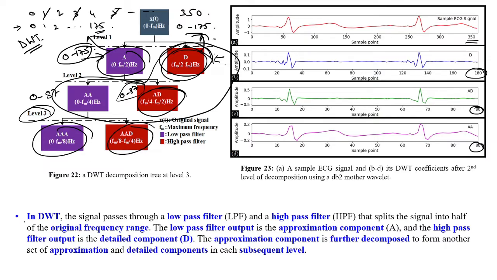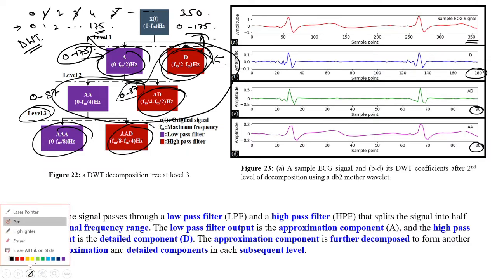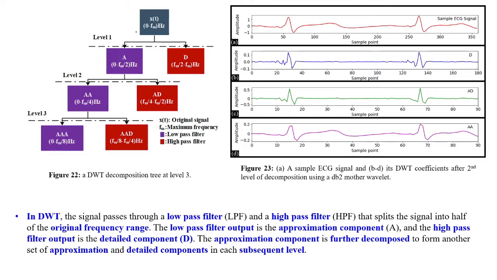Now if you look over here, at every level we are dividing the frequency levels. In this case the frequency level is quite small, the bandwidth is small, and at a higher level the bandwidth is higher. Are you getting my point? Bandwidth means the frequency range.